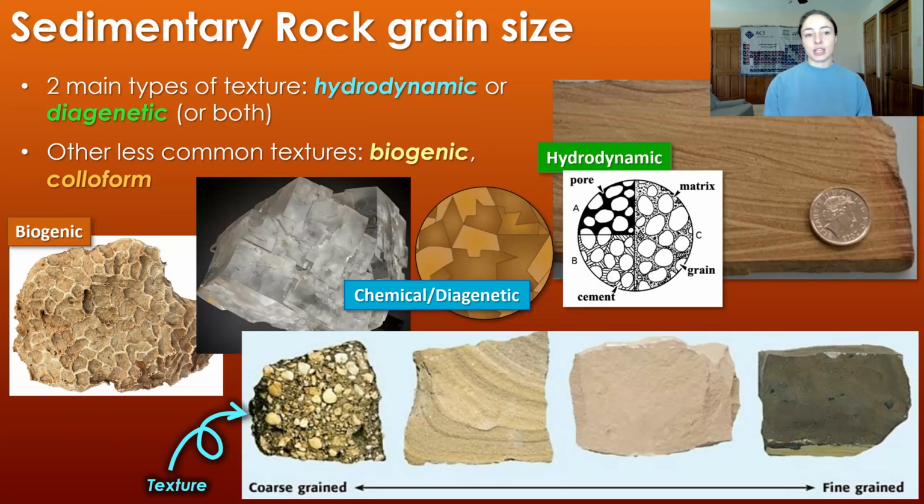There are two main types of textures that we hinted at in the last video, the first video in this Strat playlist, that are common in sedimentary rocks, and these include hydrodynamic textures and diagenetic textures. And a lot of the sedimentary rocks have both, unfortunately, because that makes it harder to classify them.